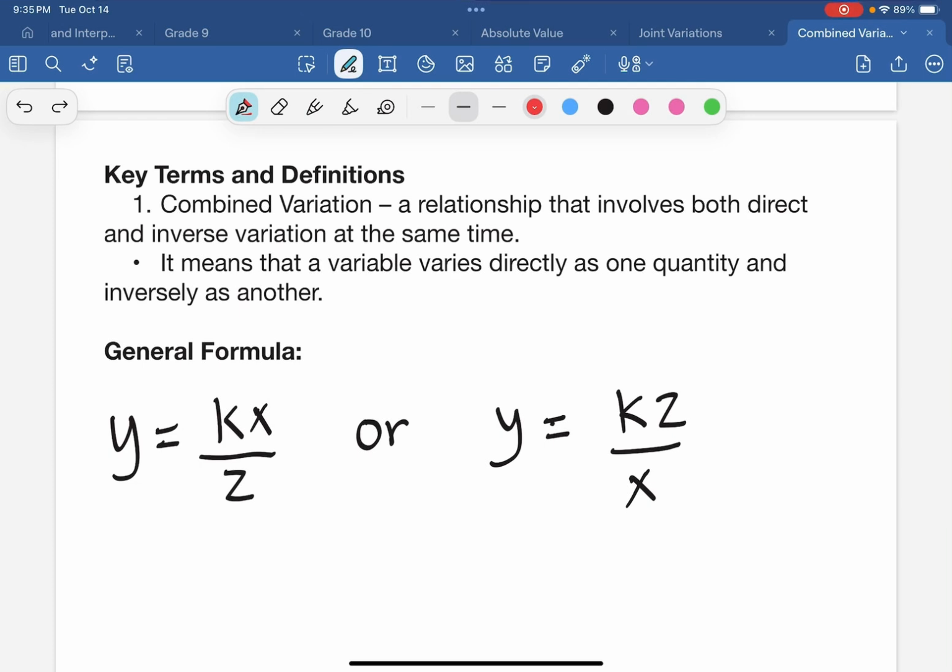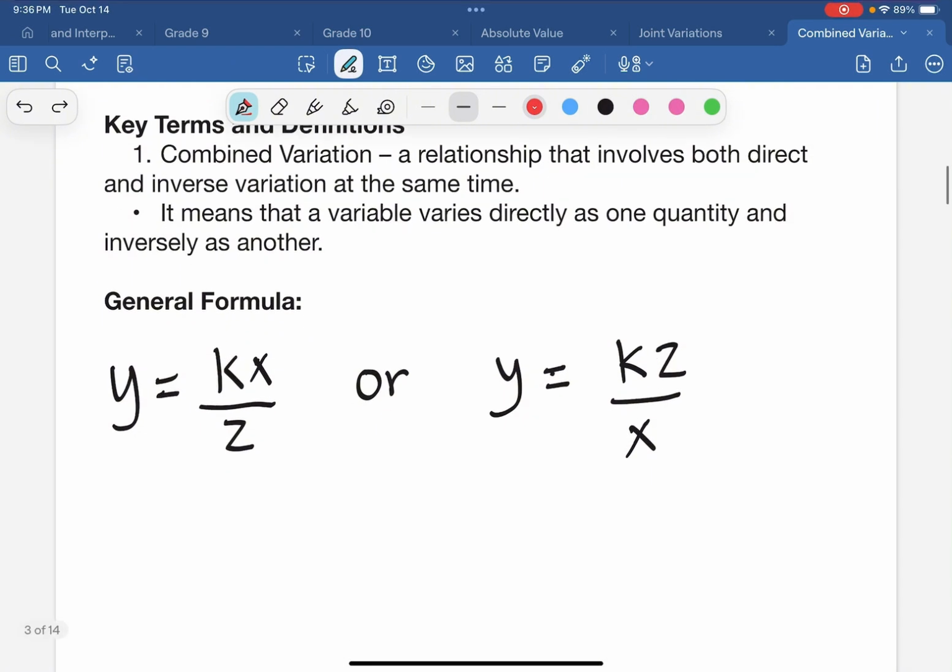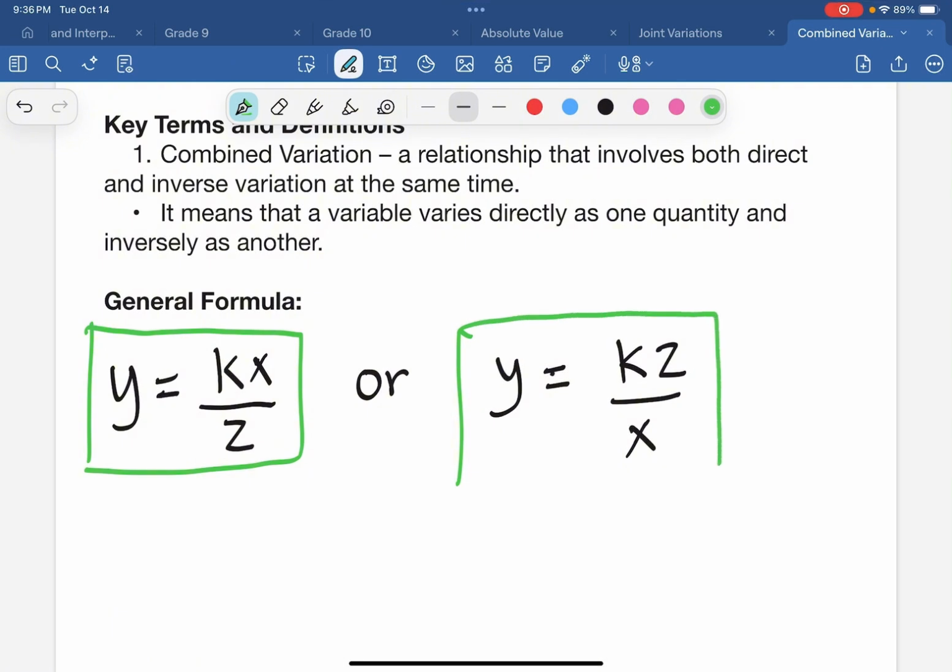So combined variation is a relationship that involves both direct and inverse variation at the same time. It means that a variable varies directly as one quantity and inversely as another. And here is the general formula. Now here, you can see that there are two. So here we have y equals kx over z. At the same time, you have y equals kz over x.